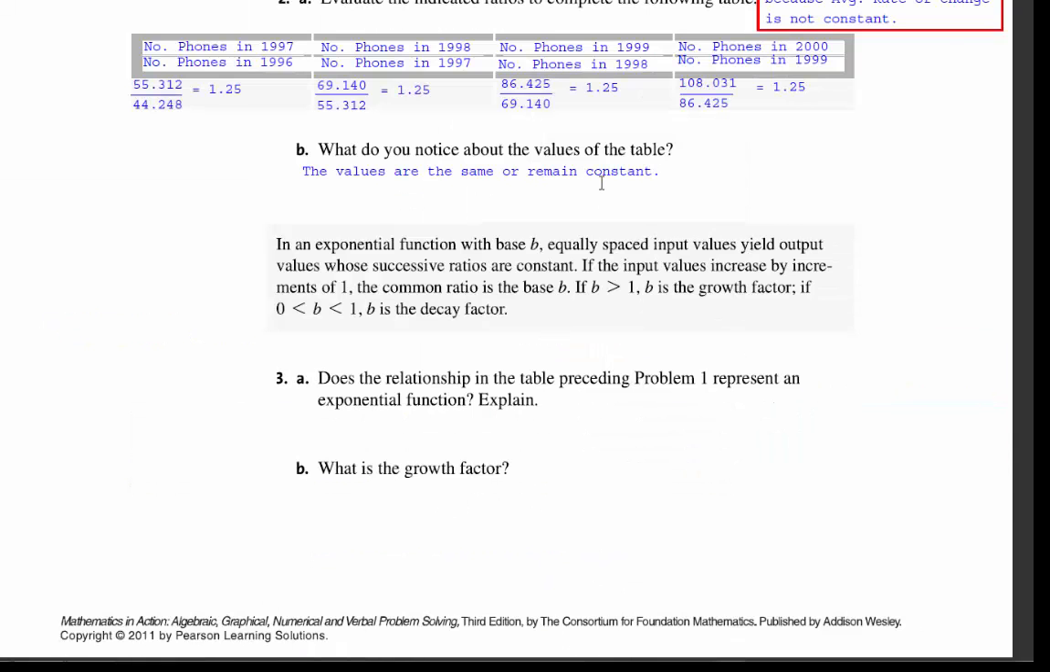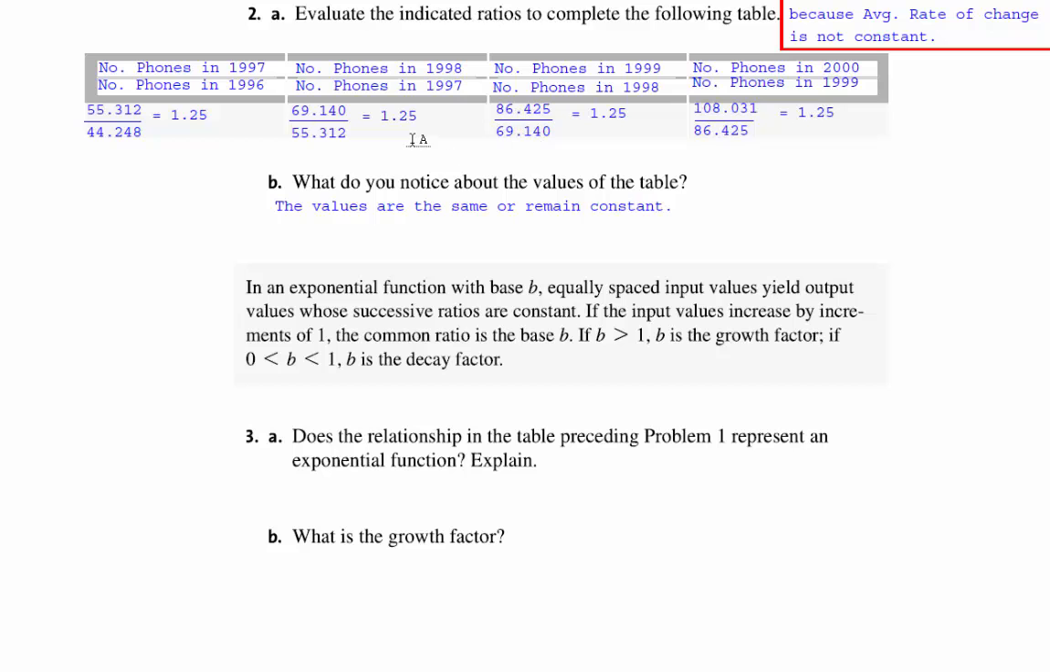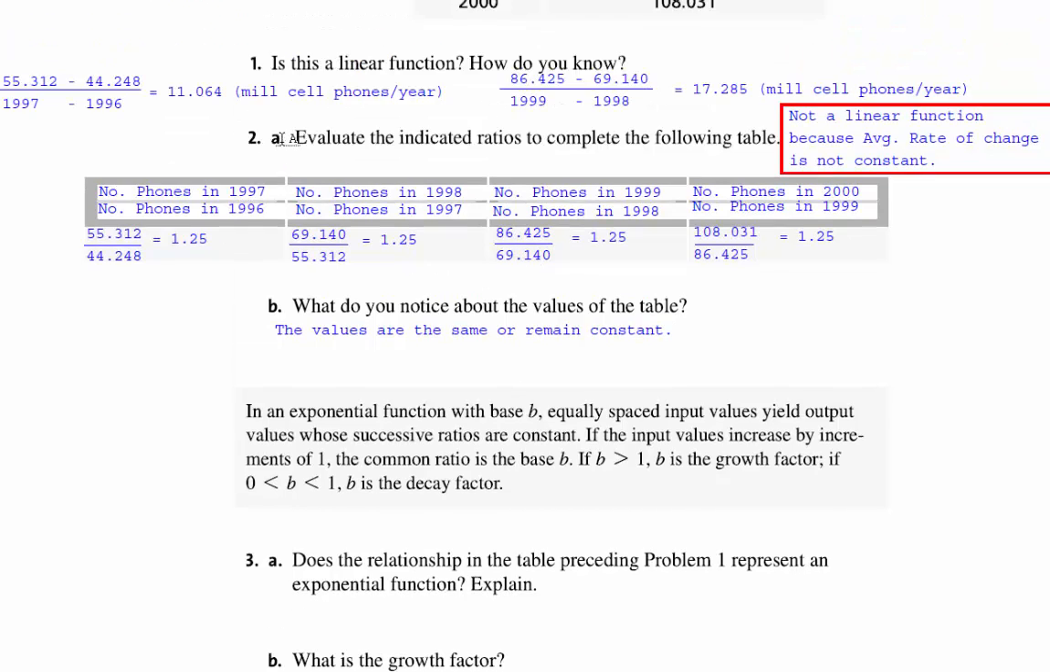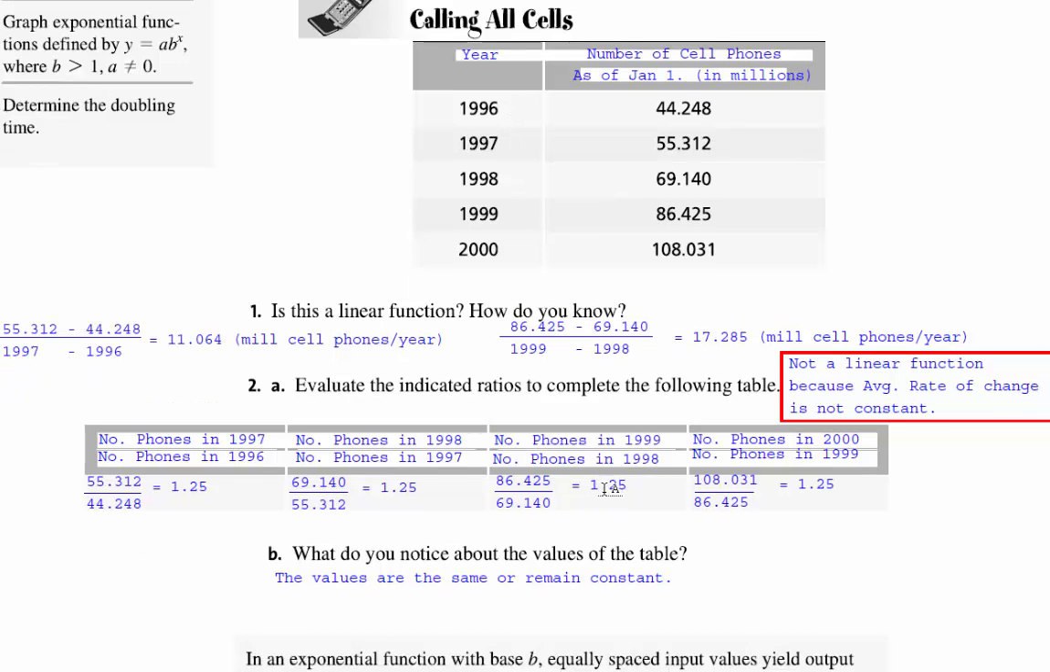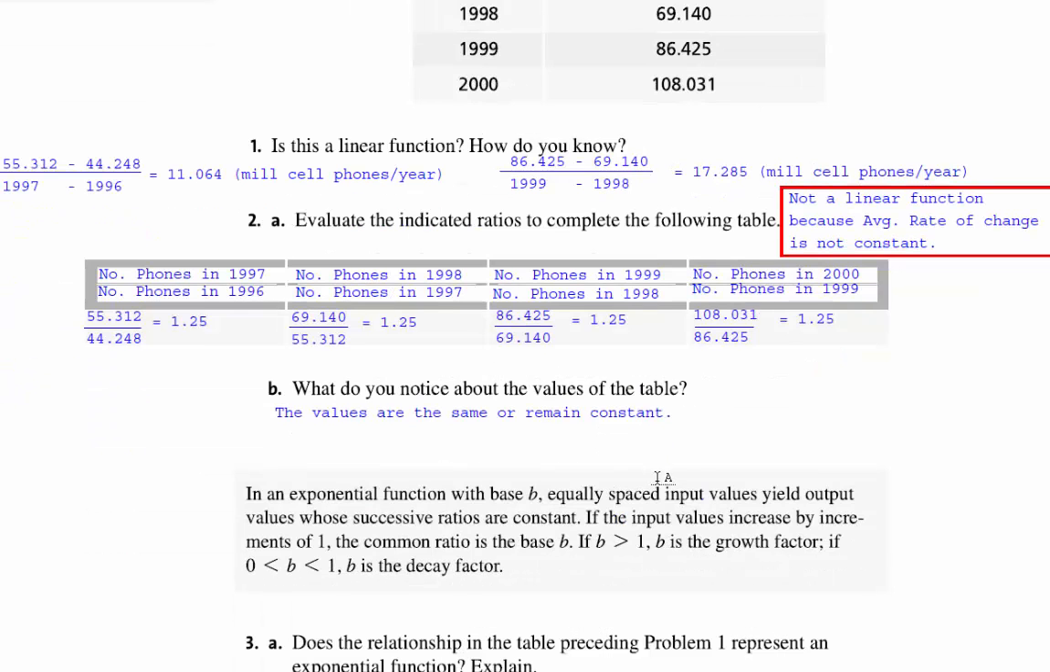So this constant ratio means something, right? And the book gives us a little definition. It says, we have an exponential function with a base of b, where equally spaced input values yield an output value whose successive ratios are constant. So in this case, our ratios are constant, our inputs increase by 1, and when you look at our table, the input goes up by 1: 96, 97, 98, and so on. So when we divide and get that ratio, the value that we get is actually considered our b.